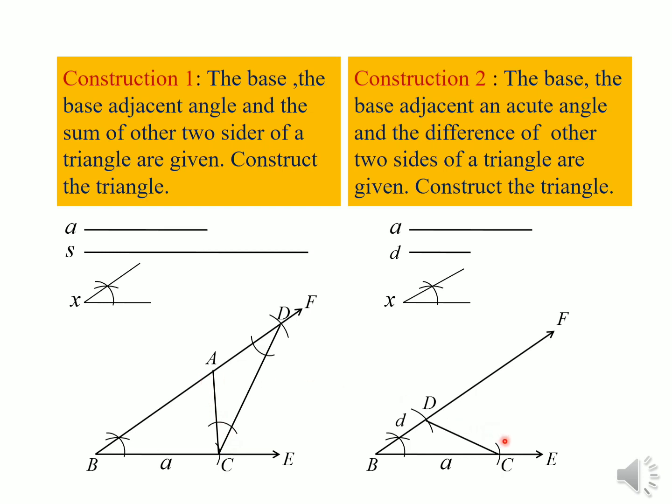Now for construction number 2, at point C, we draw angle DCA, which is equal to angle CDF. I want to repeat. At point C, we draw angle DCA, which is equal to angle CDF. Let CA intersect BF at point A. So therefore here triangle ABC is the required triangle.